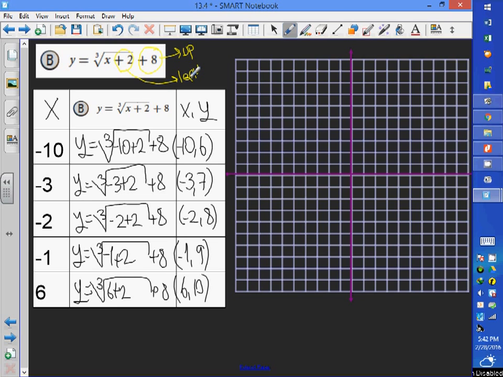So negative 10 and 6. 1, 2, 3, 4, 5, 6. This is the first point. And negative 3 and 7. 1, 2, 3. 1, 2, 3, 4, 5, 6, 7, which is here. And negative 2 and 8, which will be here. And negative 1 and 9, which is going to be at the top. And 6 and 10, which is 1, 2, 3, 4, 5, 6, and 10. Let's make the graph.